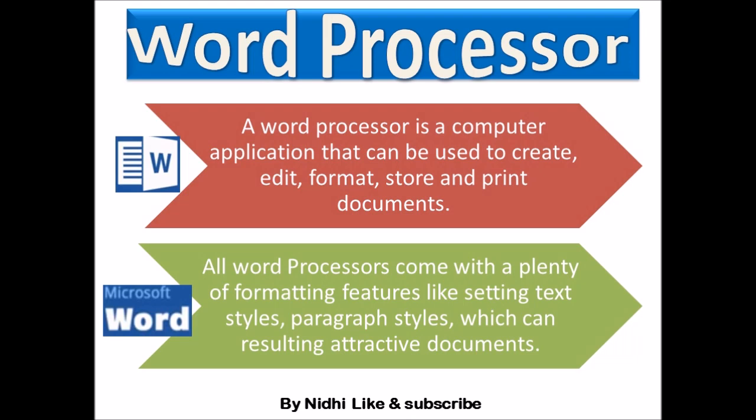Okay, so let's start with what is a word processor. Here you can see the symbol of word processor, that is W. A word processor is just a computer application that can be used to create a document. That means you can create a document in a word processor. After creating, you can edit it. Edit means you can change it. That means you can add something or you can remove something from that document.